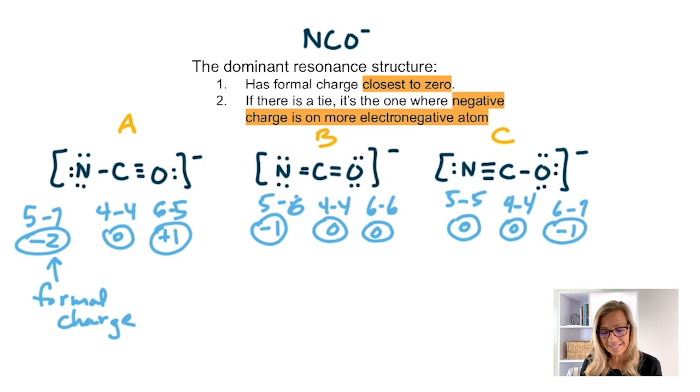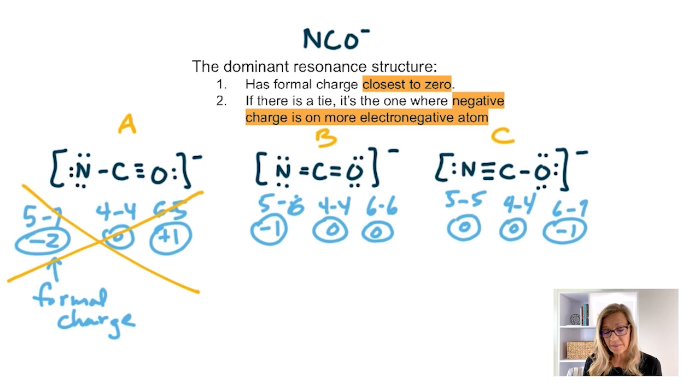Now, what do we do with this? The one that is the most dominant is the one that has the formal charge closest to 0. Okay, so look at these. Can we eliminate? Well, the first one has a -2 and a +1. The other two have a -1 and some zeros. So I think we can eliminate A because that one is not closest to 0. But then I think we're down to a tie between B and C because they both have zeros and then a -1. So what can we do here?